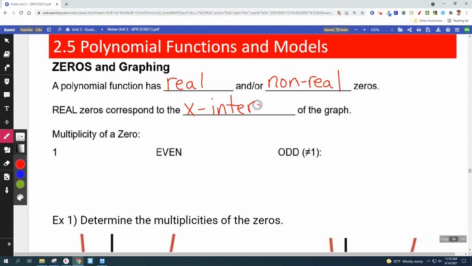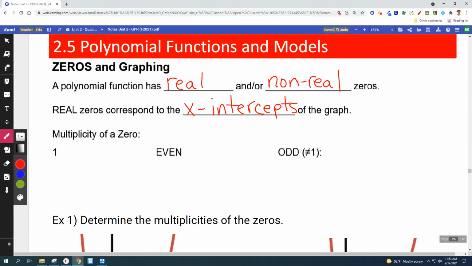And we've seen this before, or you've seen this before. When a graph crosses the x-axis, that's the x-intercept, that's a real zero. But the imaginary complicates it a little bit. Multiplicity of a zero. So this is kind of neat.